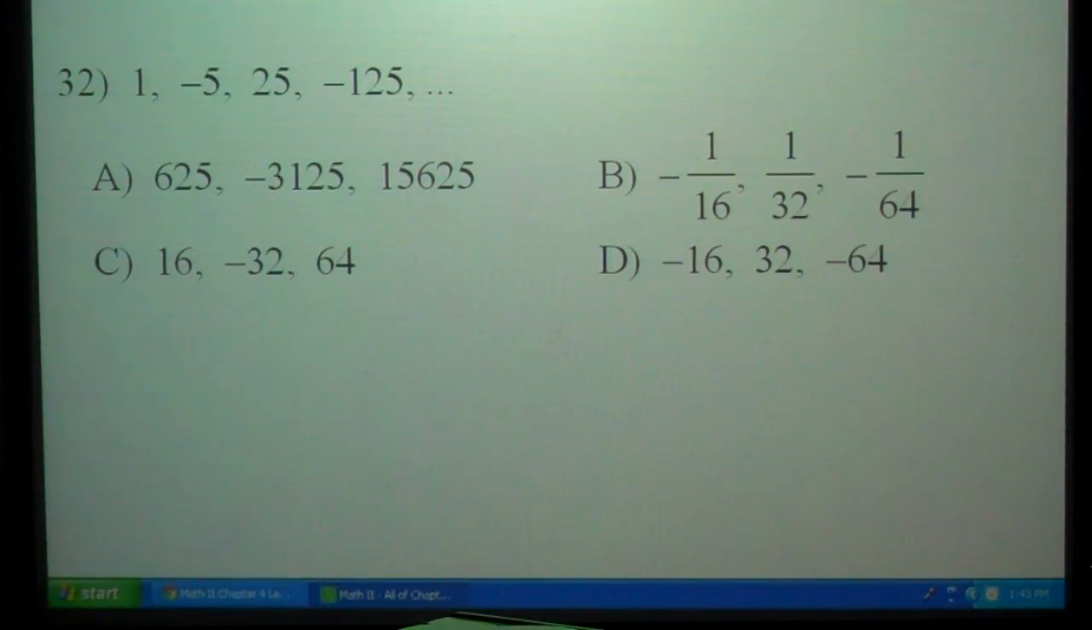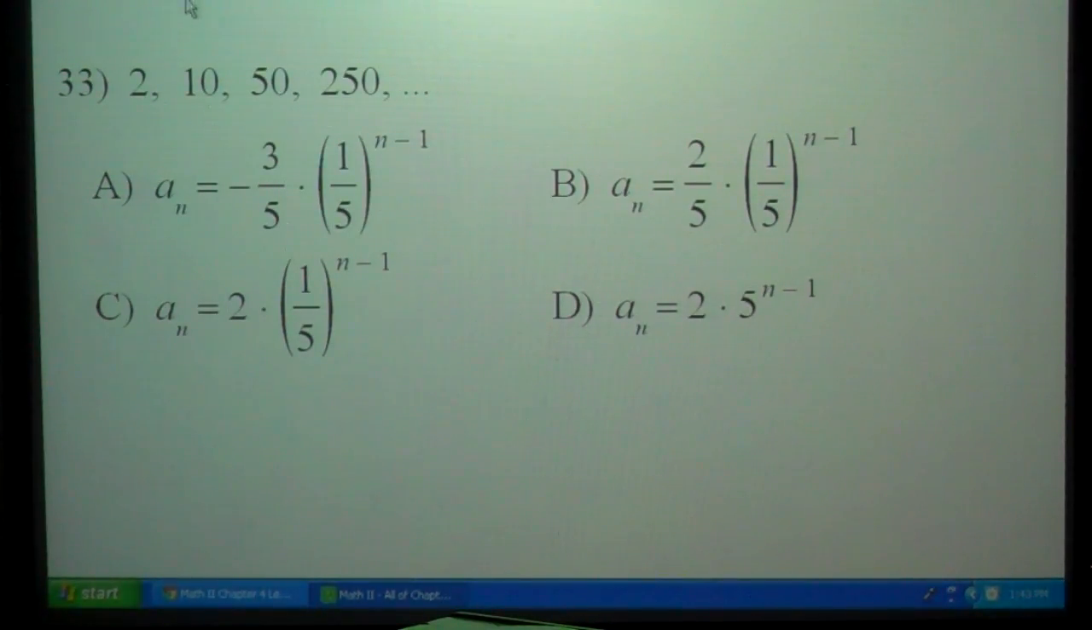Moving right along, here's 32. 1, negative 5, 25, negative 125. What would your next 3 terms be? Pause. A is also your answer. Okay? Find the formula. 2, 10, 50, 250, and so on.